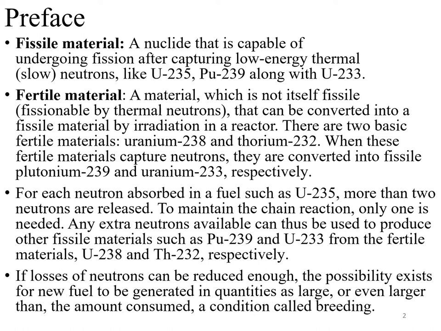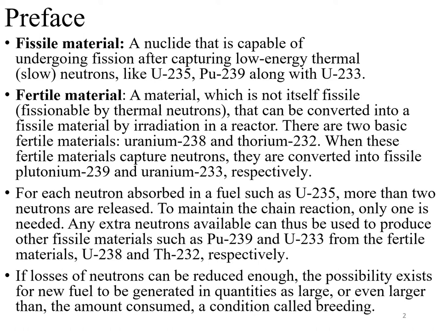A fissile material is a nuclide that is capable of undergoing fission after capturing low-energy thermal neutrons, like uranium-235 and plutonium-239, which are typical nuclear fuel used by the thermal neutron reactors. The fissile material also includes uranium-233.